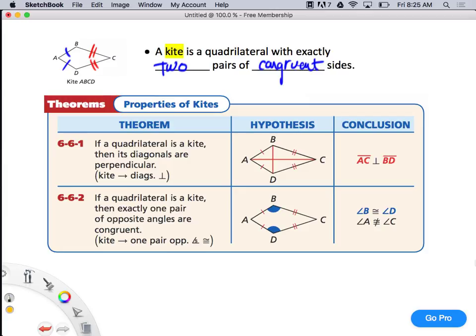We gotta back up. So, if a quadrilateral is a kite, then its diagonals are perpendicular. That's exactly what we just showed. So, how do we write this? Look, has this been there the whole time? A kite, diagonals perpendicular. That's so cool. Look at the things you notice. So if it's a kite, then the diagonals are perpendicular. Cool. All right, 662, go ahead and read that one over.